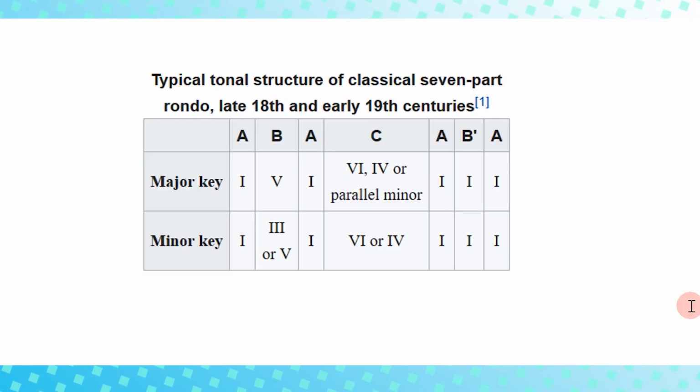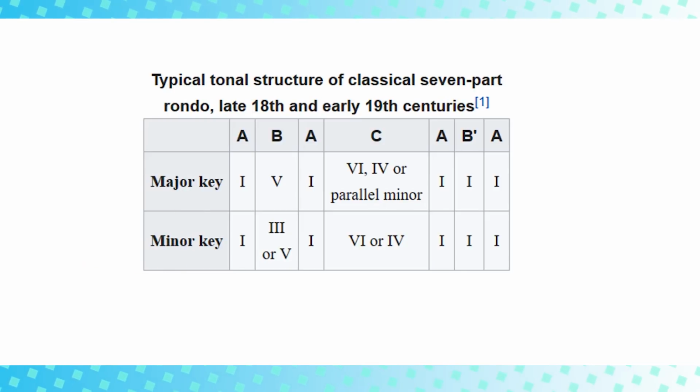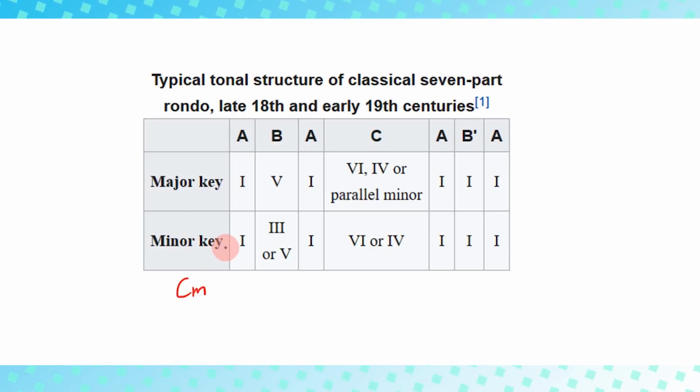Now that you know the rondo form is made up of themes and episodes, let's take a look at what keys and key changes we can expect for those themes and episodes. So what you see here is an outline of the different keys used in a rondo. For example, if our rondo is in the key of C minor, which it is with this Beethoven piece, we can expect the rondo to play out like this.